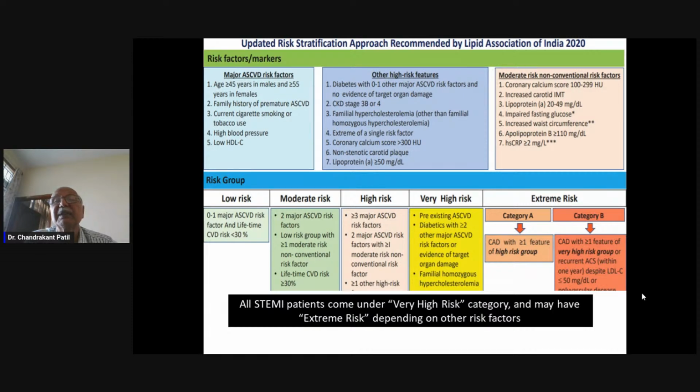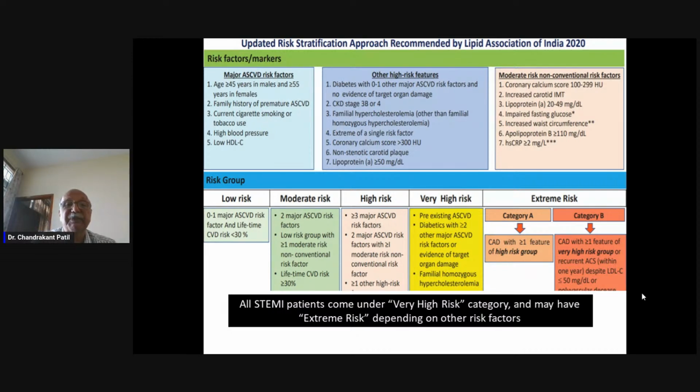And other non-conventional risk factors like increased carotid intima media thickness, impaired fasting glucose, increased waist circumference more than 80 centimeters in a female, more than 90 centimeters in a male, apolipoprotein B levels more than 110 if it is checked, and HSCRP, which is an inflammatory marker, if it is more than 2 milligrams, these are all high risk features to develop coronary atherosclerotic cardiovascular disease.